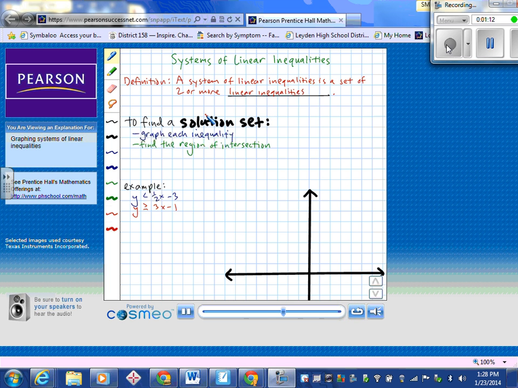So in order to find a solution set, we're going to graph each inequality and then go ahead and find the region of intersection, and not simply just one point of intersection. We'll see how all this plays out in an example here. So we have y is less than 1/2 x minus 3, and y is greater than or equal to 3x minus 1. Now we're going to use all of our rules that we have for graphing inequalities in order to graph these two inequalities and the regions represented.